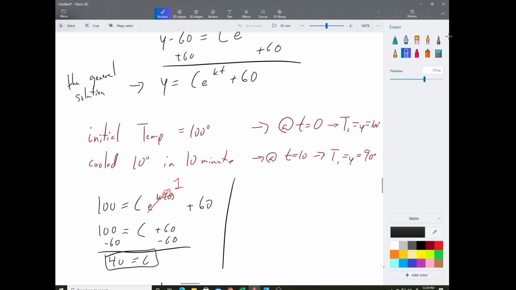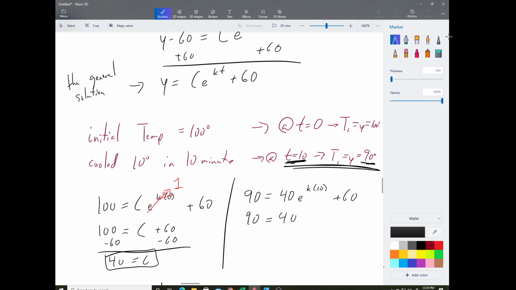Now, likewise, we can then take our equation and we're going to plug in our other data point, which is when the temperature was 90 degrees. And we're going to go ahead and use that C value now that we know it. We're going to take 40 times e to the K, which we still don't know, times 10 because we're looking at the 10-minute mark for the 90 degrees. And let's see, we've got 90 equals 40e^(10k) plus 60. I'm going to subtract 60 from both sides first.